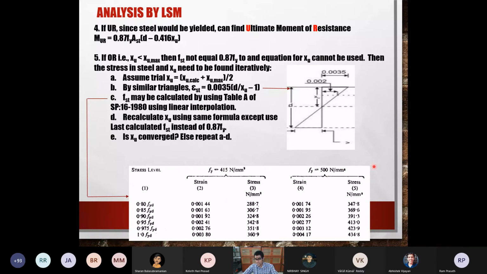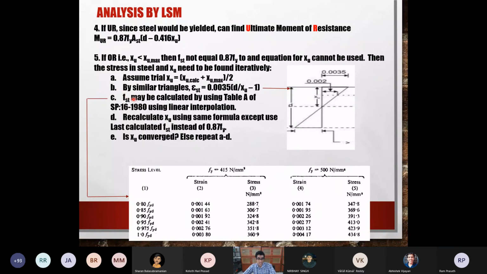So for our convenience, we have a table which we can use. Depending on the strain you have found in the steel, you can relate it to the stress. Once you find the strain, the stress in steel may be calculated using Table A of a design aid book called SP16, which you will be using, and I'll tell more about it later when we come to it. There's a table in it which gives the relation between stress and strain in steel for these two different grades, so you find FST based on that.